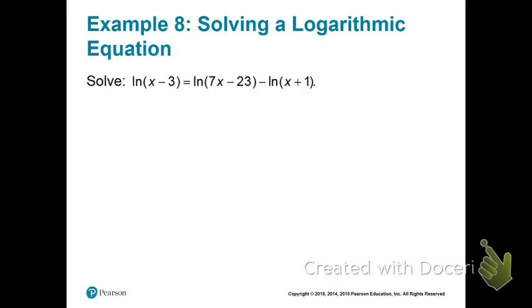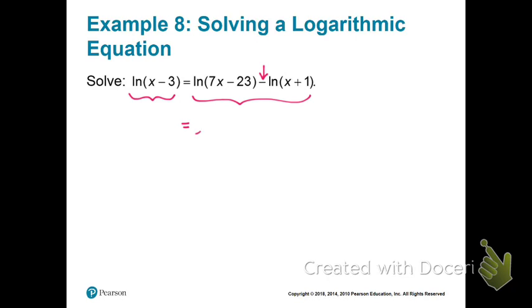Example 8 says to solve the natural log of x minus 3 equals the natural log of 7x minus 23 minus the natural log of x plus 1. Can I get this to be a log equals a log? Well, I've got one log on this side. Can I combine these two logs? Yes. How can I combine those two logs? They're being subtracted. How do we combine them when they're subtracted?